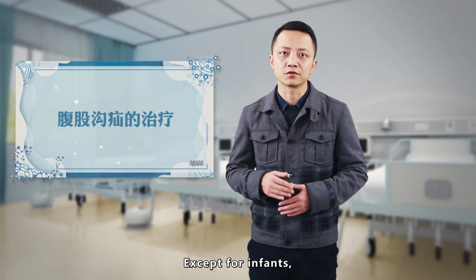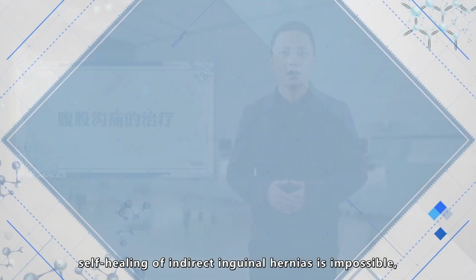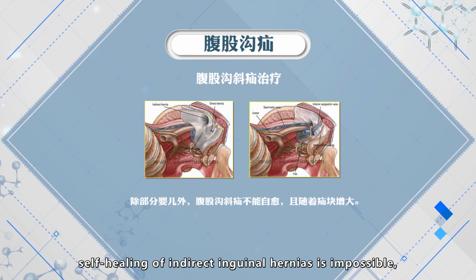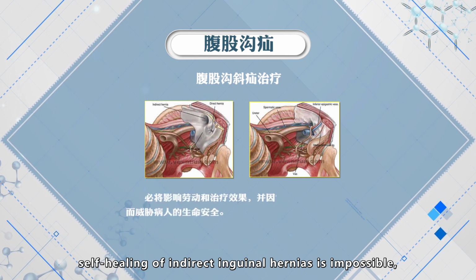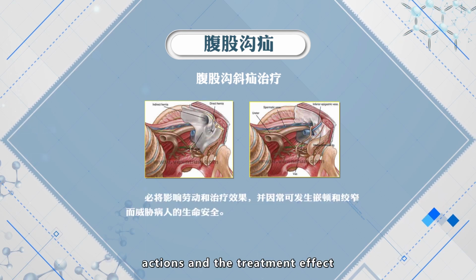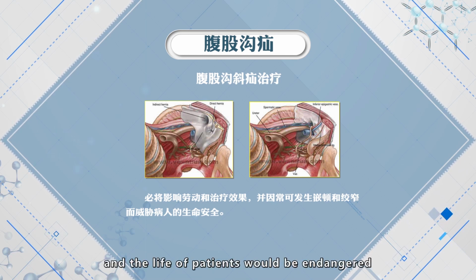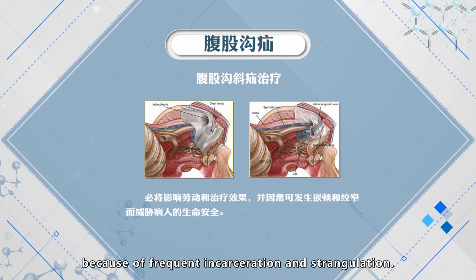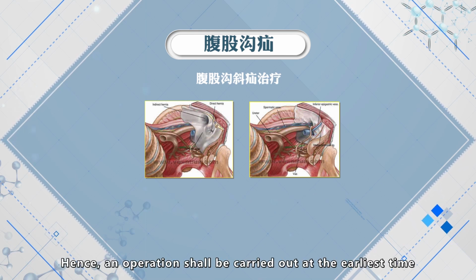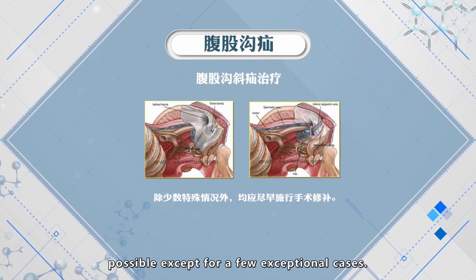Treatment. Except for infants, self-healing of indirect inguinal hernias is impossible, and the treatment effect will certainly be affected as the lump enlarges, and the life of patients would be endangered because of frequent incarceration and strangulation. Hence, an operation should be carried out at the earliest time possible, except for a few exceptional cases.